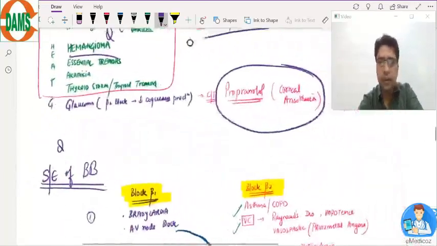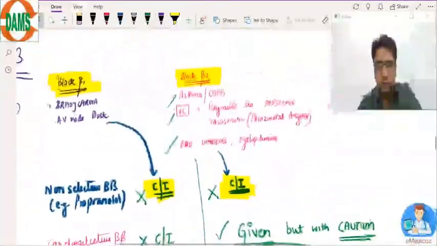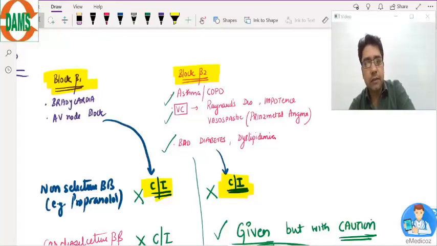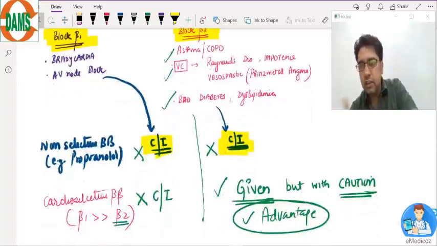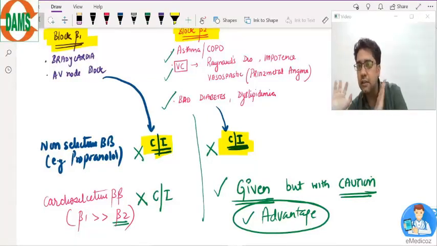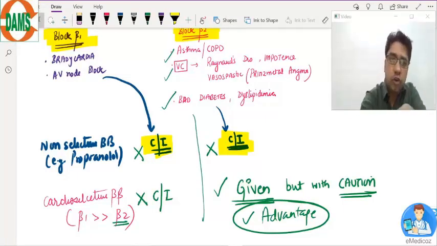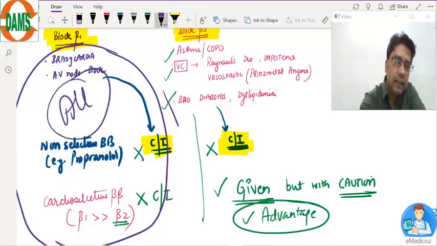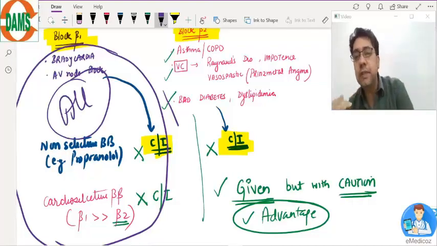Then side effects of beta blockers, depending on whether you are blocking beta 1 or beta 2. If you block beta 1, bradycardia, AV nodal block. Beta 2 blockade will precipitate asthma, COPD, Raynaud's, impotence and vasospastic angina, and is bad for diabetes and dyslipidemia. So in all these conditions, non-selective beta blockers are never given, but cardio-selective beta blockers can be given in asthma, COPD, Raynaud's and diabetes, dyslipidemia. But they themselves are contraindicated in bradycardia and AV nodal block. So all beta blockers are contraindicated in heart conditions when the heart is beating less.